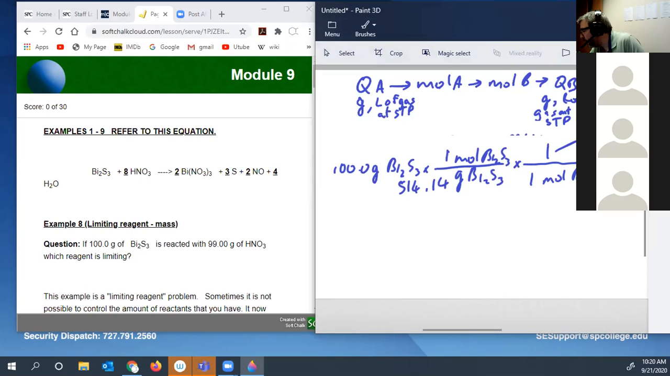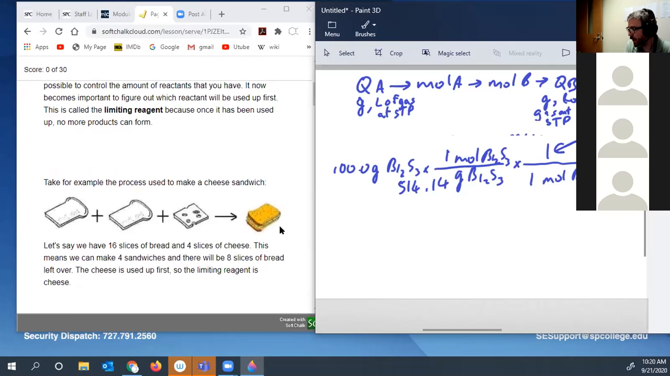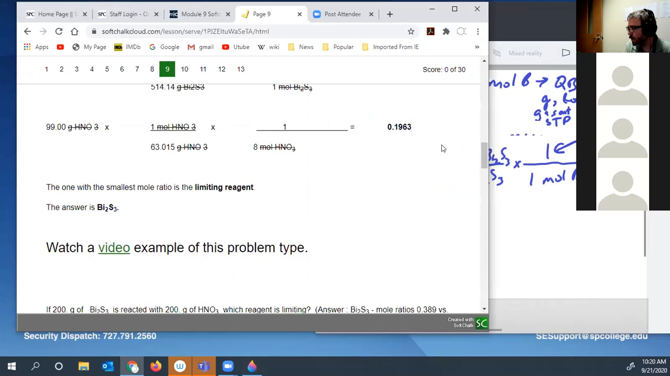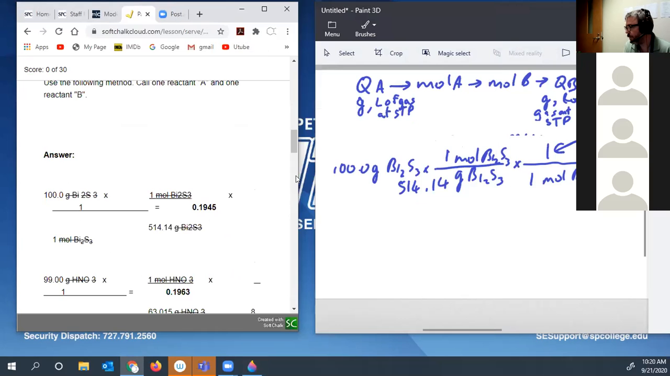Now, often people are wondering, well, what's this 1 here? What's the unit next to that? Well, there isn't one. It's just a way to divide by something. So if you want to divide by 2, you know you can multiply by 1 over 2. If I want to divide by 1 mole of Bi2S3, then I do times 1 over 1 mole of Bi2S3. This comes out with a number that I call a mole ratio. And this mole ratio here comes out to be 0.1945. Now this doesn't have a unit because everything cancels.